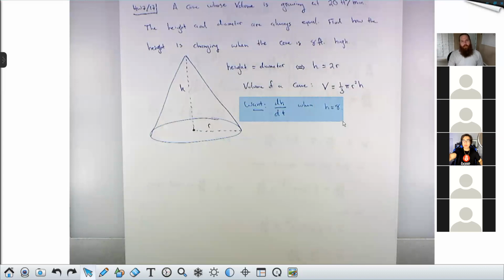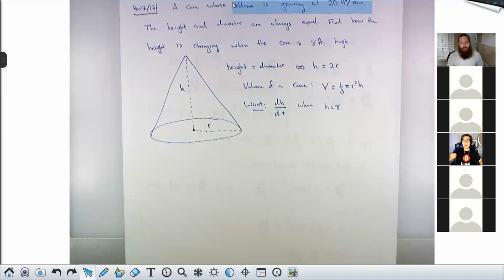So do you see how this is kind of similar to the last problem? I'm asking for the value of some derivative at some particular moment. And here, instead of being given one expression like y equals the square root of 2x plus 1, I have these two expressions. This is going to be the one that I differentiate because the volume's rate of change is the only rate of change that I have to work with.